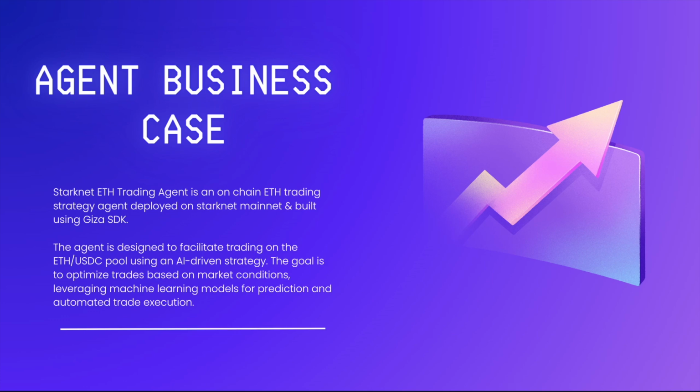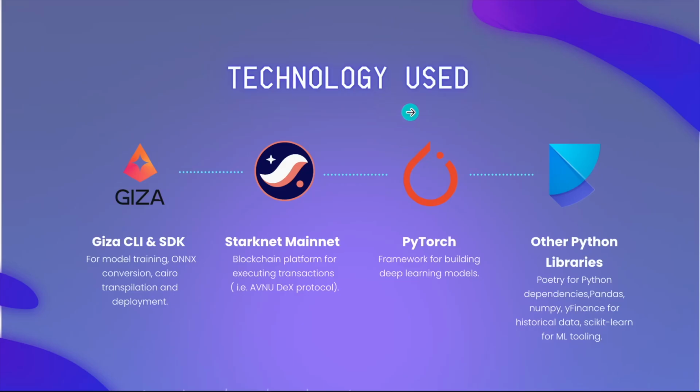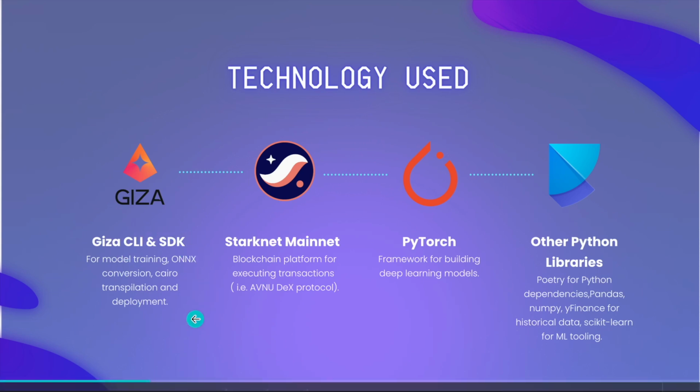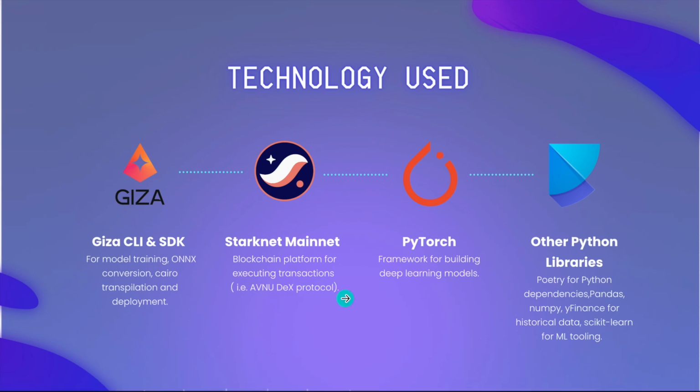We are leveraging machine learning models for price prediction, especially for ETH in our use case, and we are doing automated trade execution using Giza agent and Starknet SDK. Let's look at the technologies we have used. We have used Giza CLI and SDK for model training, ONNX conversion, Cairo transpilation, and the model deployment. We have used Starknet mainnet as a blockchain platform for executing transactions. We have specifically used Avnu DEX protocol.